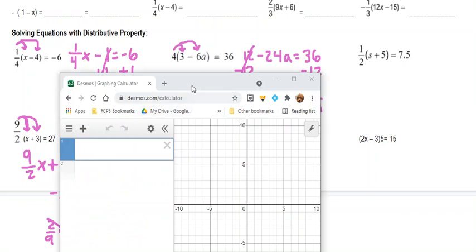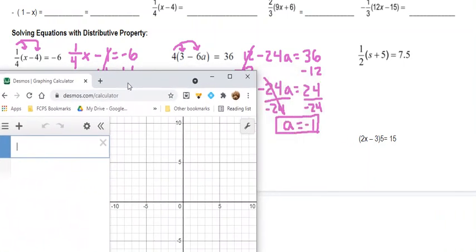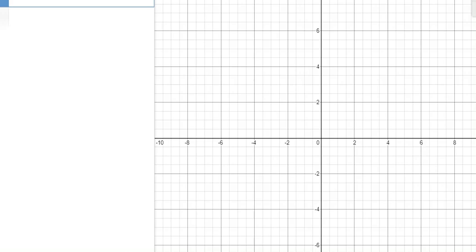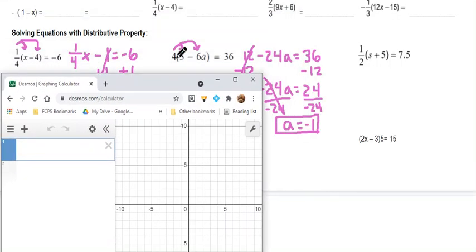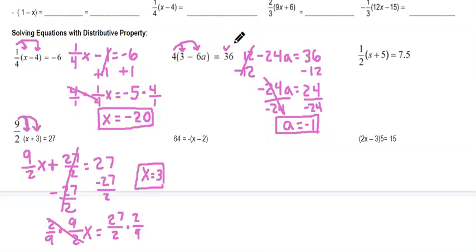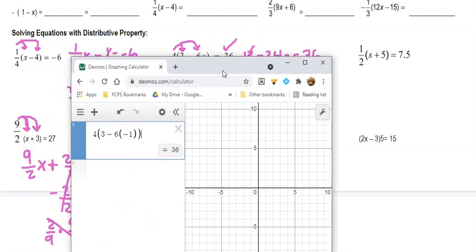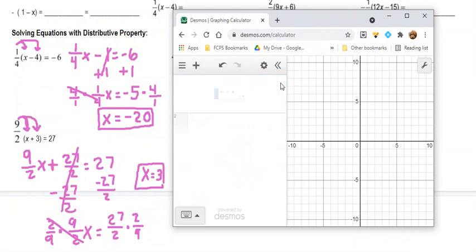All right, so the best thing about equations is that you can always check your work and see if you're right. So if I use Desmos, and I'm going to type in this right here, I'm going to type in 4 parentheses 3 minus 6, and we said a equals negative 1, right? So I'm going to plug in negative 1 for a, and then close my parentheses for that, and I see I got 36, and that is what they wanted it to equal. So I know I got this one correct. Ding, ding, we got it right. Negative 1 is the correct answer. So you can always check your work using Desmos, and you can check it really quickly with that.